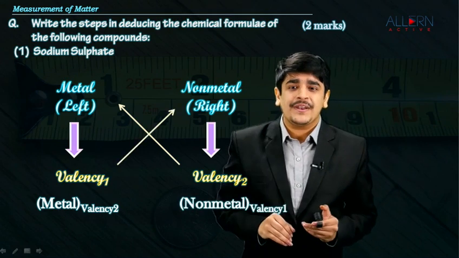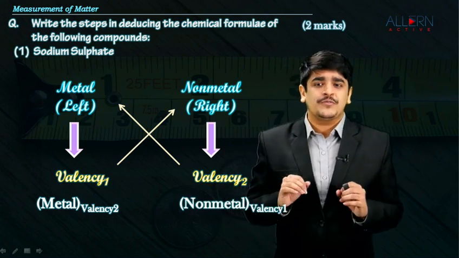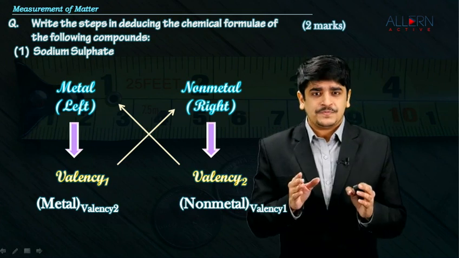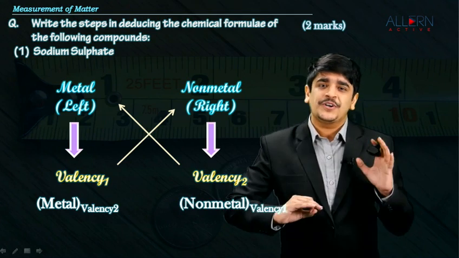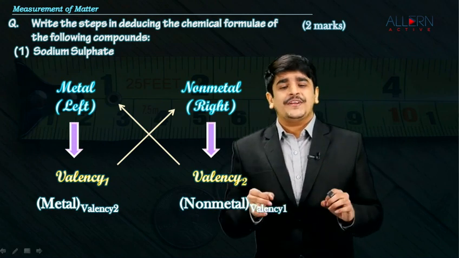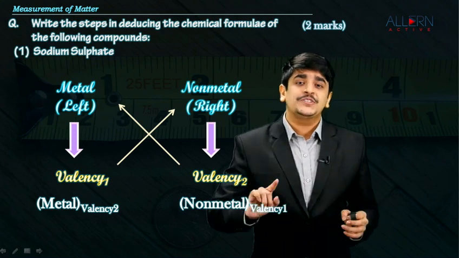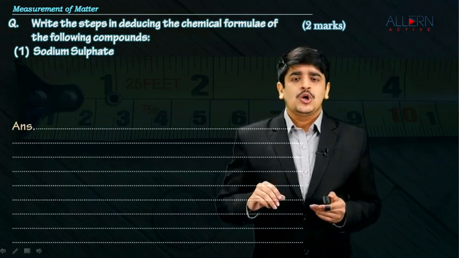In a similar manner, the number which was valid for the metal now goes to the non-metal and it comes into the downward direction. So, we will have the metal, the number next to it is going to be the valency 2, which is the valency of the non-metal. Similarly, we will have the non-metal, with the valency of 1, which is the valency of the metal. Let's begin, let's have a look. Okay, who do we have first?